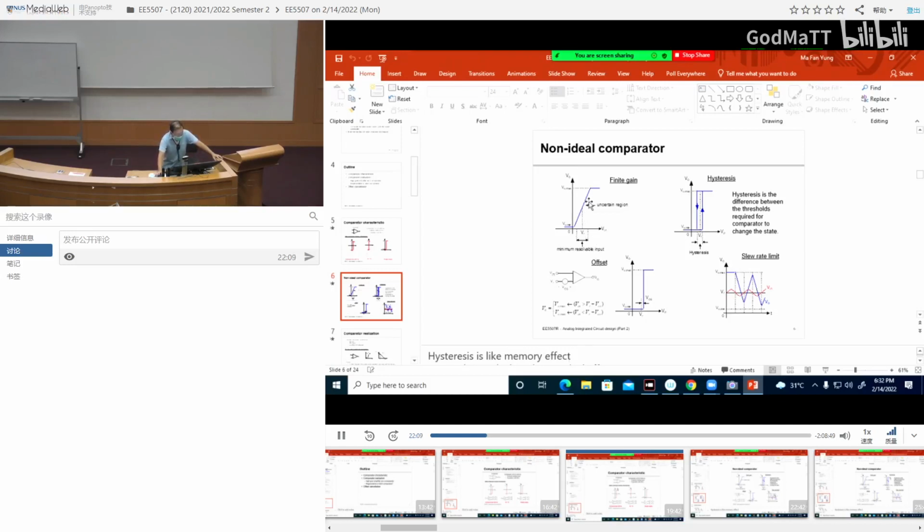The second property of a real or non-ideal comparator is what we call offset. Because of offset, the switching point is not exactly at VR, but it is shifted by the offset. So if the comparator has a plus 10 millivolt offset, that means the whole switching point is shifted by 10 millivolt.